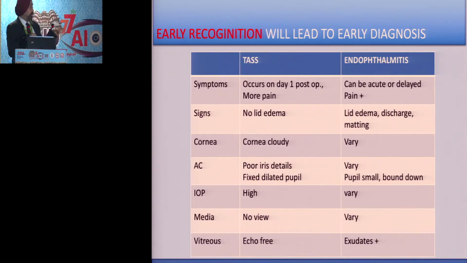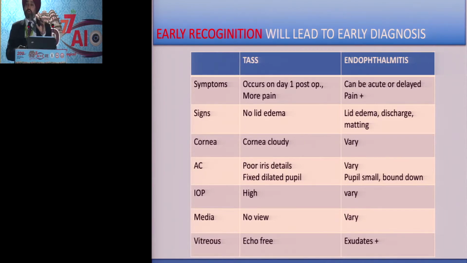So you have poor iris detail. I've told you that the cornea is cloudy, IOP is high. You will not be able to see anything there. And the pupil will not be just fixed and small. It will be a little 6 millimeter and kind of a fixed pupil there. That is the feature of a TASS there.